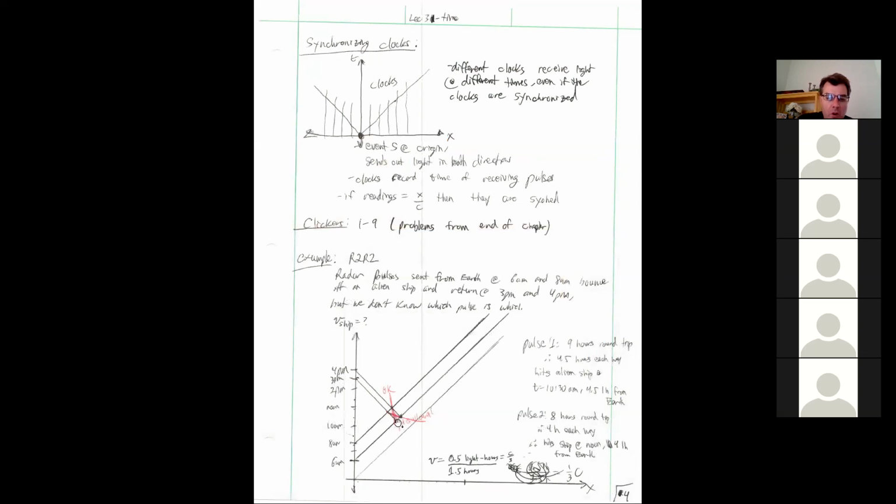Well, we don't know a priori when the 3 p.m. pulse intersected the alien ship, and we don't know a priori when the 4 p.m. pulse intersected the alien ship. The alien ship could have followed a trajectory that goes from here to there, or it could have followed a trajectory going from here to there.